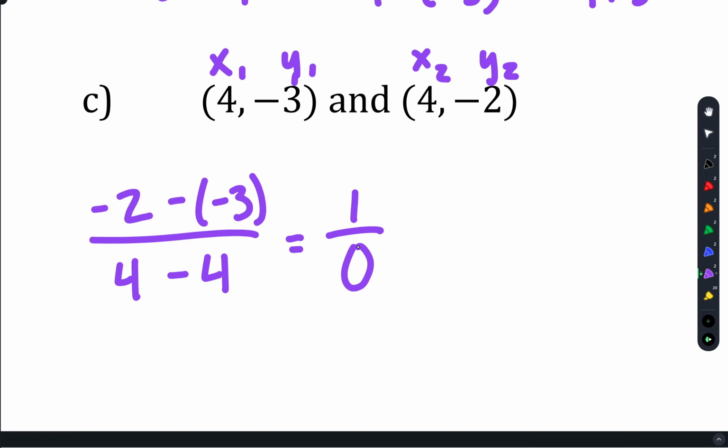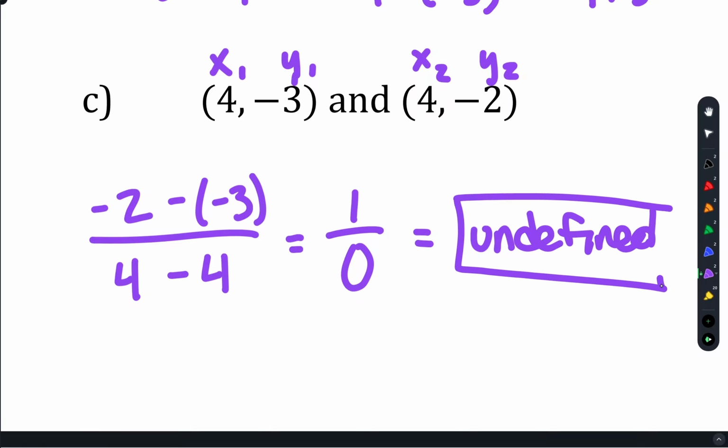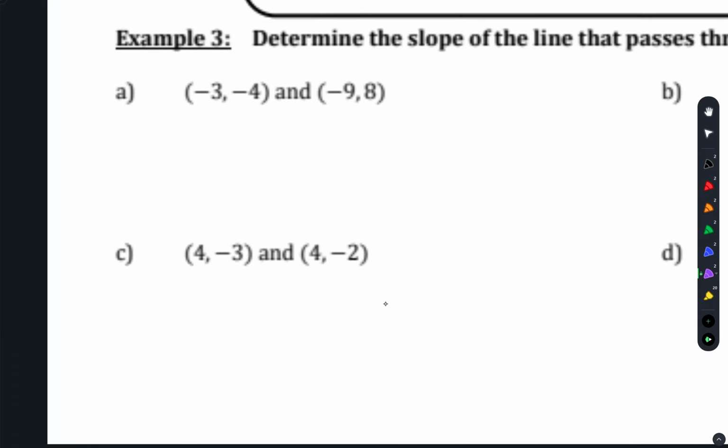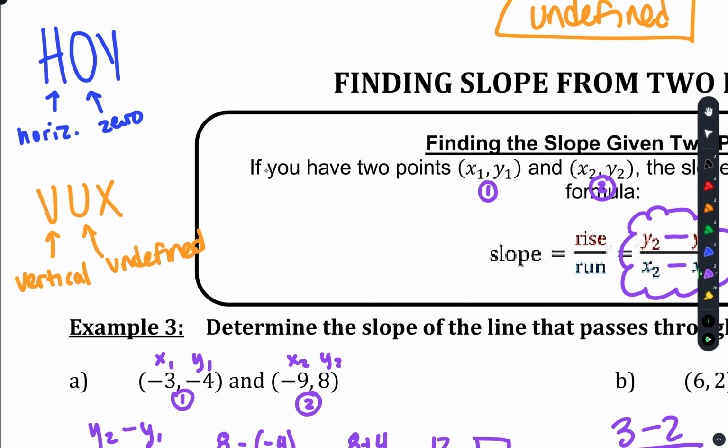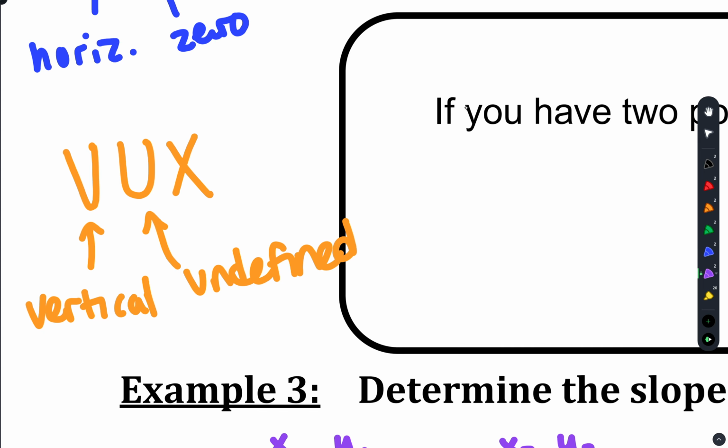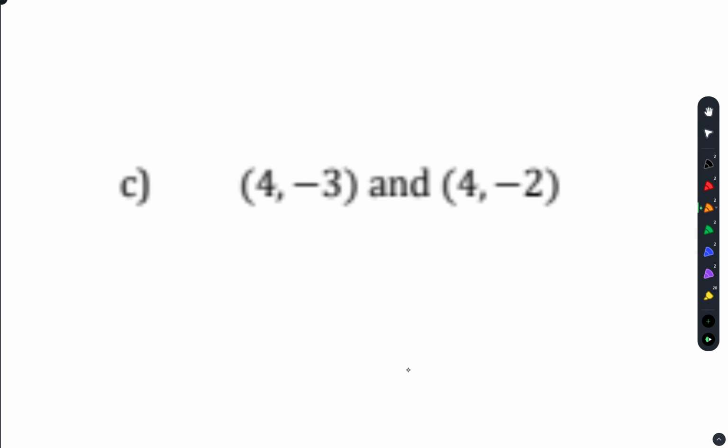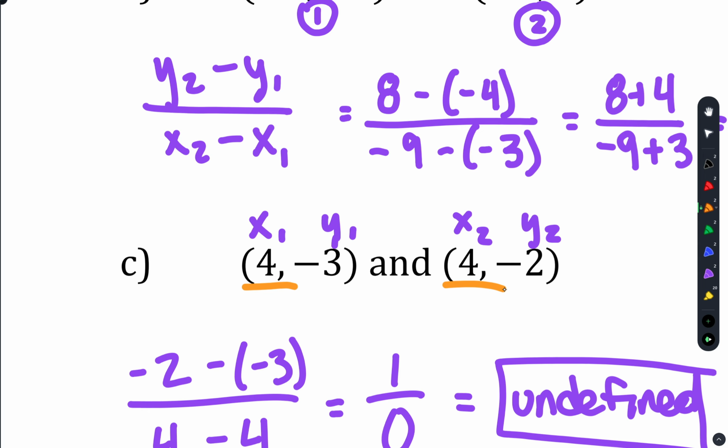Uh-oh, what happens? I cannot divide by 0. So if I ever am dividing by 0, this is going to be undefined. Let me go back to those acronyms I was telling you about. I'm looking at vertical because that guy was undefined, right? So for a vertical line, this X tells me that the x values are the same. Look at those 2 points we just had. 4 and 4. Those x values are the same. That's a hint to me that this is going to be a vertical line that's undefined.